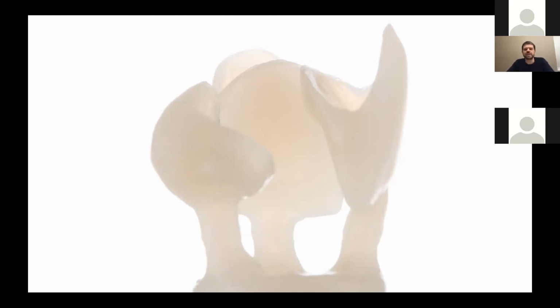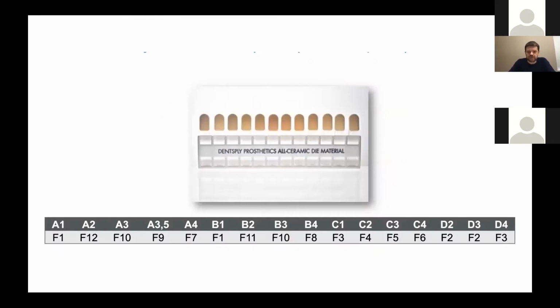And please, firstly, take a closer look at this pressed object, at this pressed restoration. We can see that it is opalescent, and this is very, very translucent. So it's very important to pay attention to the shade of our prepared tooth, and there are different ways to do that.